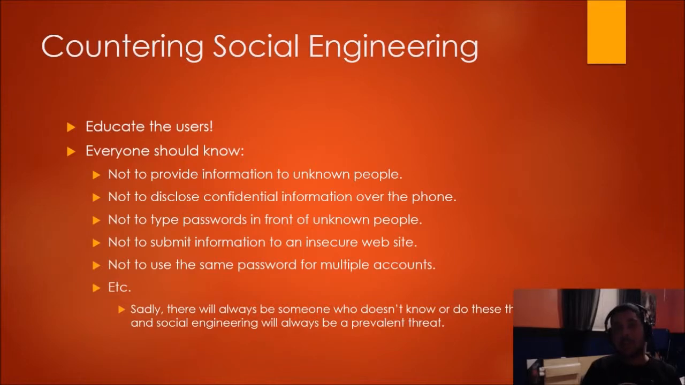Okay, so how would you counter social engineering? Well, the first big thing is that you need to educate the users. Everybody should know: don't provide information to unknown people. Don't disclose confidential information over the phone. Don't type passwords in front of unknown people. Something as basic as that, people fail to do. Some of you who are watching this and Professor Pons know that people can be dumb, and they should know not to do that, but it happens.